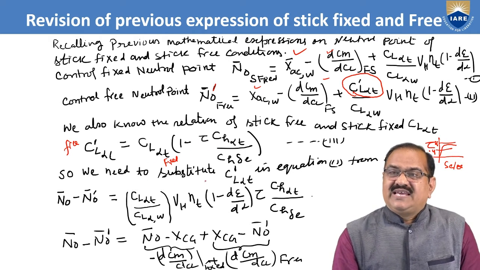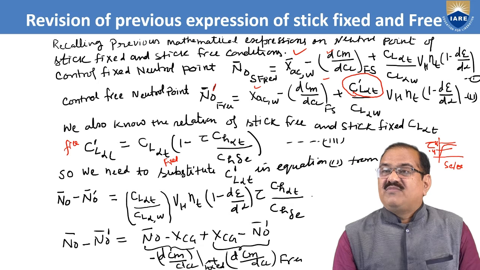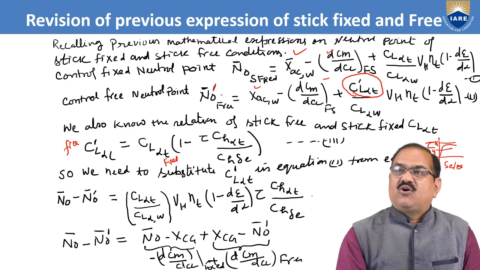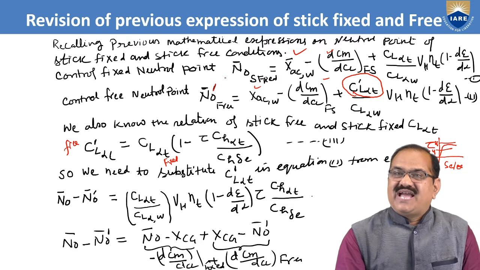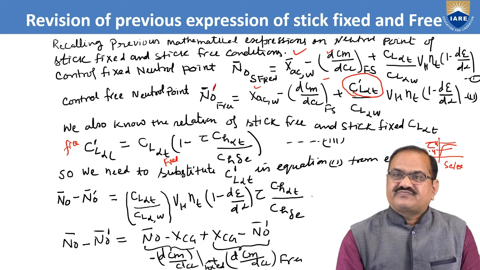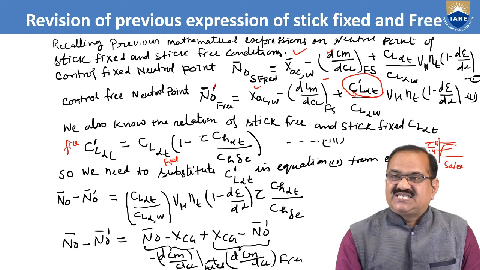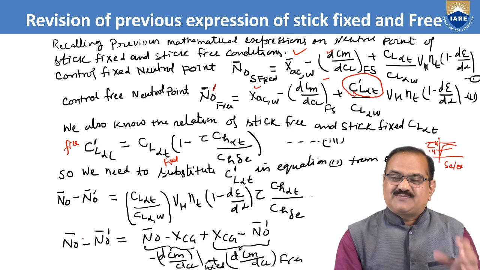So we need to establish the value of CL alpha T prime in equation 3 from equation 2. If we subtract, N naught minus N naught prime, this minus this, what we will get here is CL alpha T by CL alpha wing, VH, eta T, 1 minus d epsilon by d alpha, tau, CH alpha T by CH delta E. This we got here. Now we can make it here. A very good expression will come.